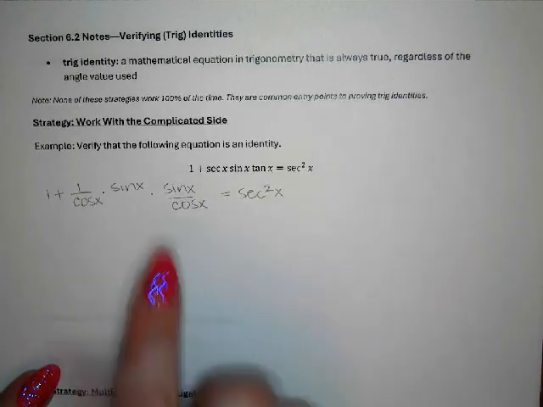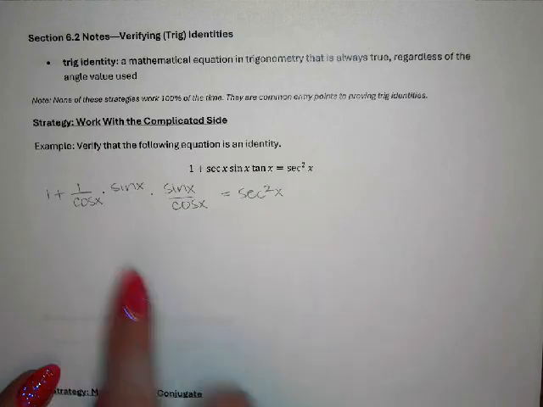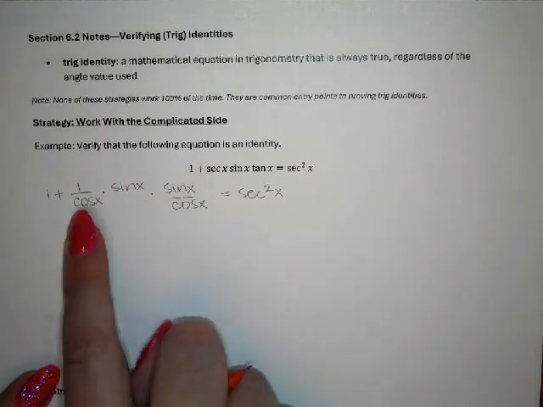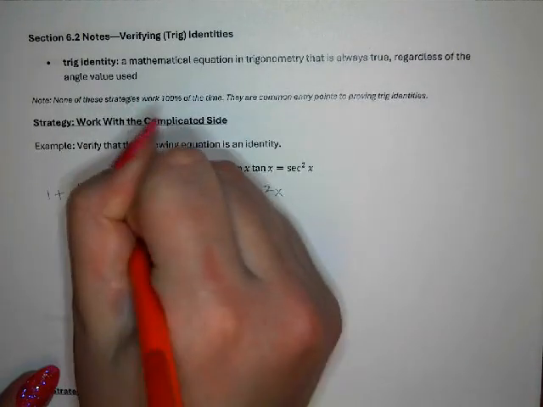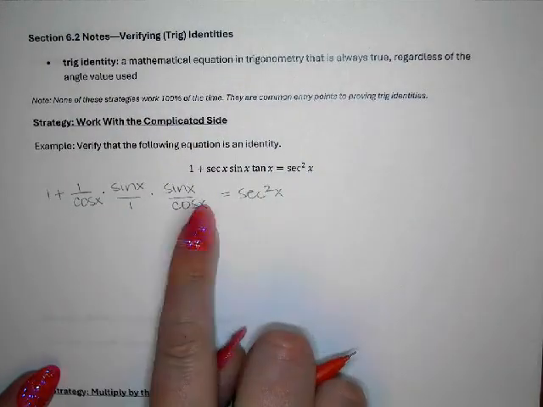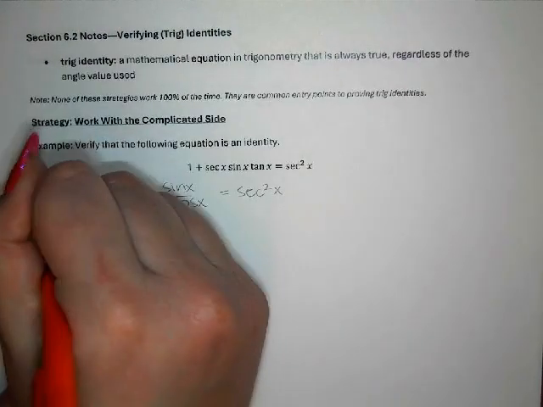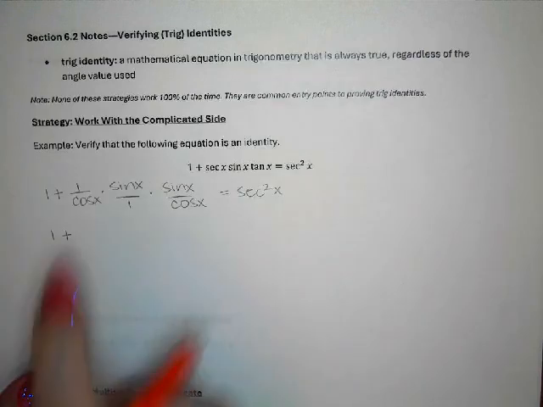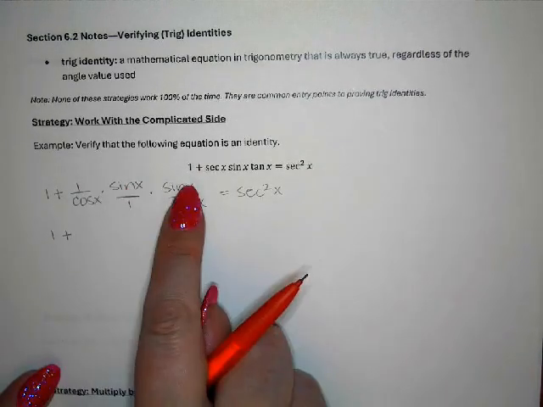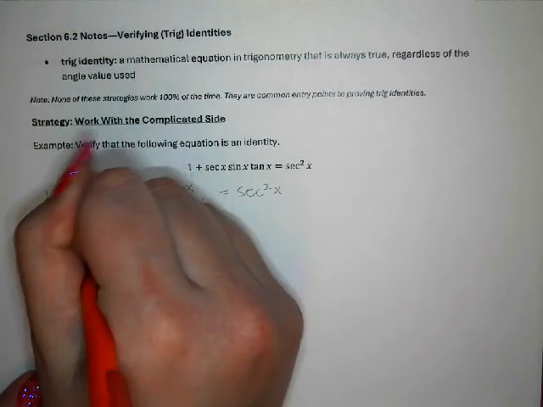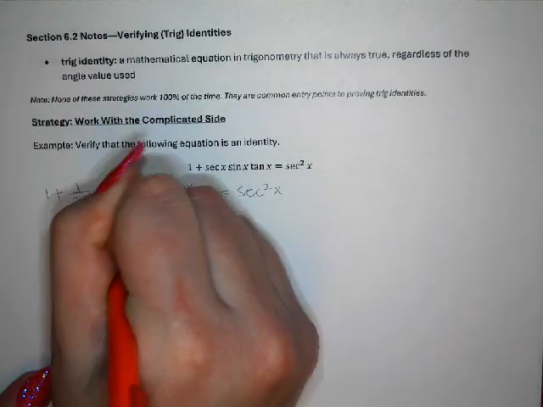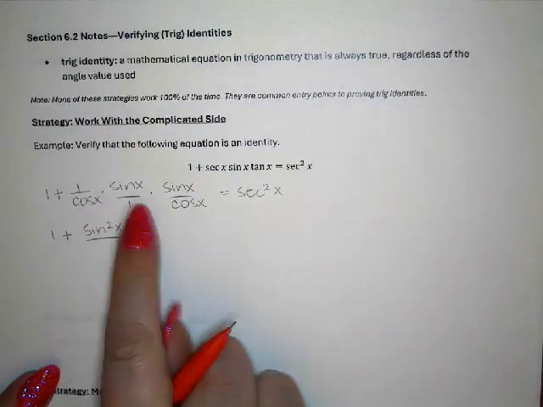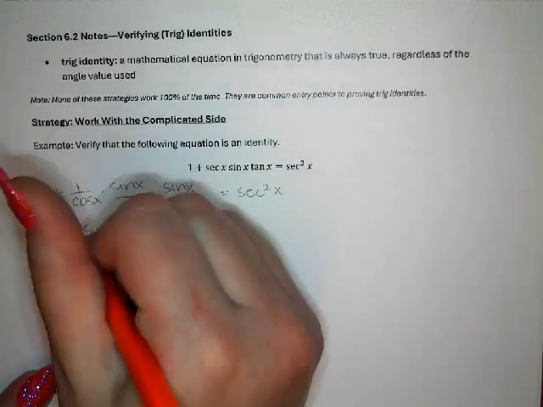Next, I'm going to do just some math. I'm going to multiply these three things together. I'll put sine over 1. So I'm multiplying these three fractions. I get 1 plus 1 times sine is sine squared. Cos times 1 times cos is cos squared.